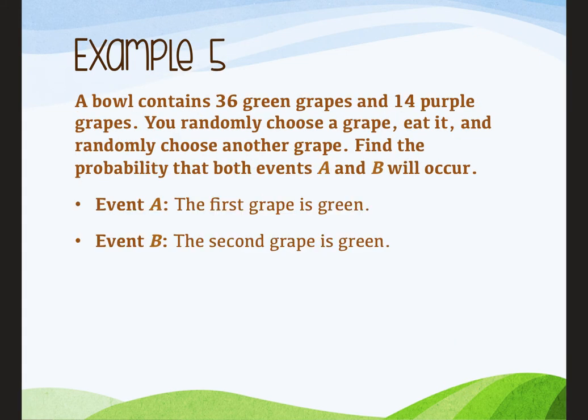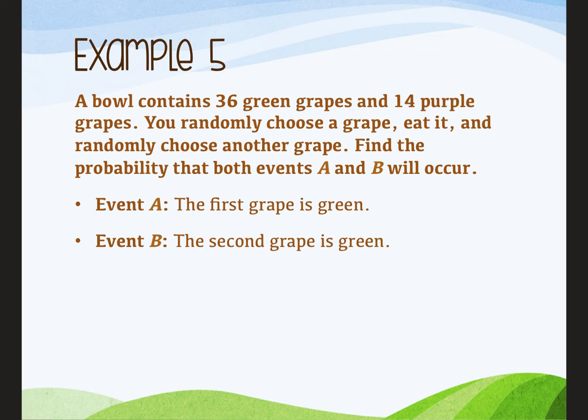A bowl contains 36 green grapes and 14 purple grapes. You randomly choose a grape, eat it, and randomly choose another grape. Find the probability that both events A and B will occur. Okay, so are these independent or dependent? Dependent. They are dependent because you ate that grape, right? It is no longer part of it.